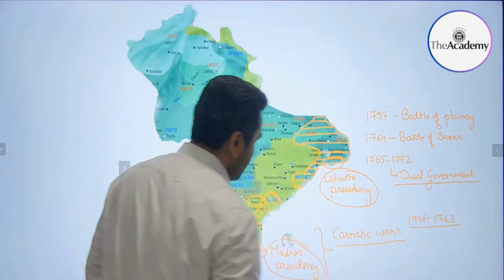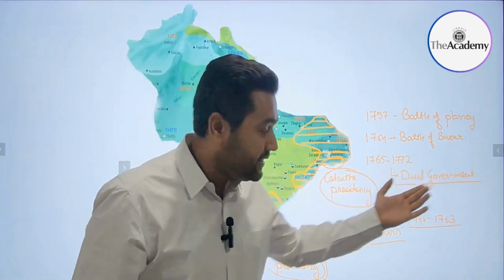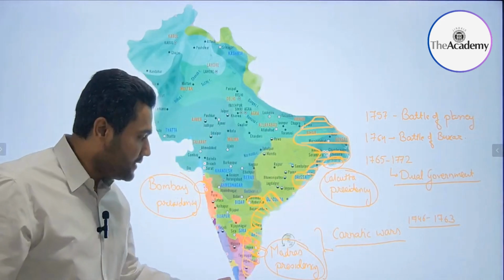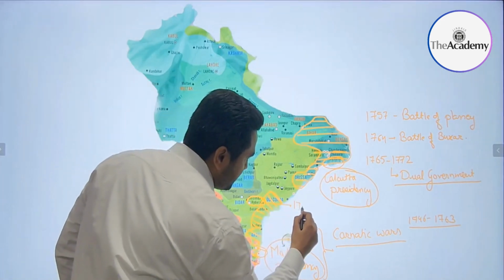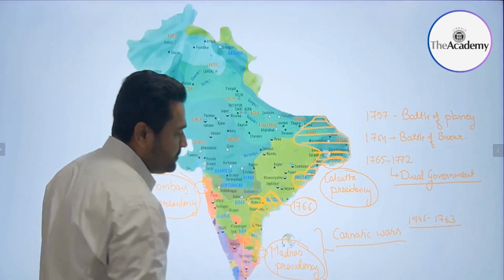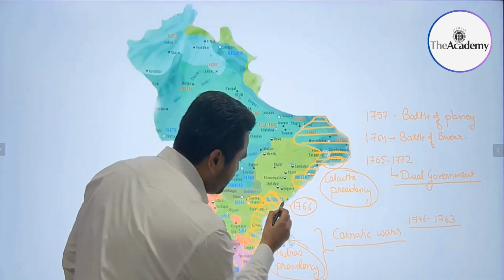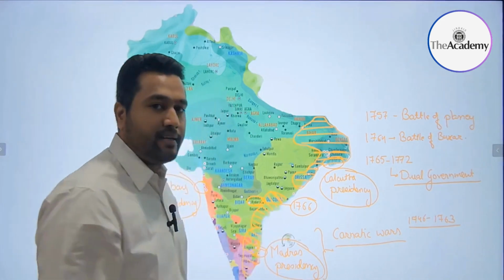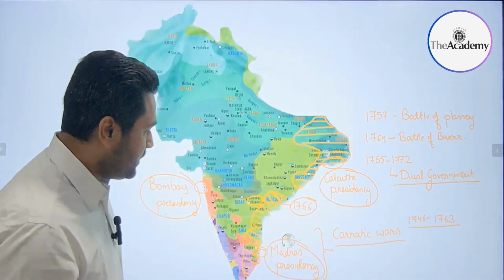Right. And meanwhile, from 1765 till 1772, back in the Carnatic, we will see in 1766, the British signed a treaty with Hyderabad. And with this treaty, the Britishers secured the Northern Sarkar region because it was important for their trade and commerce.